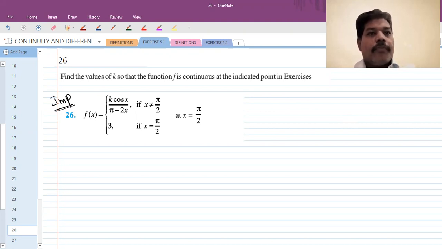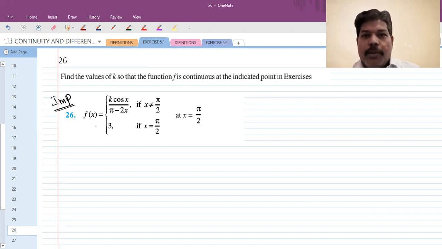So see this one. Find the value of k so that the function f is continuous at the indicated points. That means the function f of x is given, and the function f of x is continuous at x is equal to pi by 2. Then they are asking you to calculate the value of k. First we have to identify the continuity definition. The left hand limit and the right hand limit both coincide and are equal to the function value.